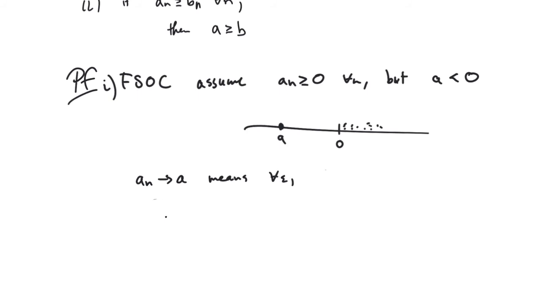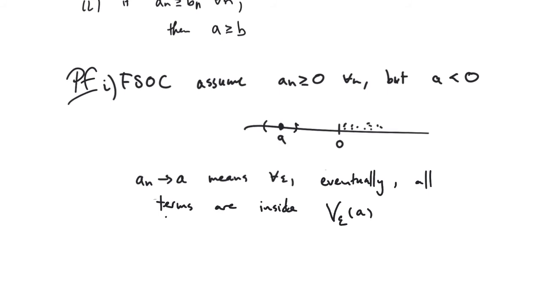For all epsilon, it means that eventually all terms are inside. Can I write it this way just to refresh your memory of this notation? The epsilon neighborhood of A is this little interval surrounding A with radius epsilon. Remember, this is the epsilon neighborhood. It's all points within distance epsilon of A.